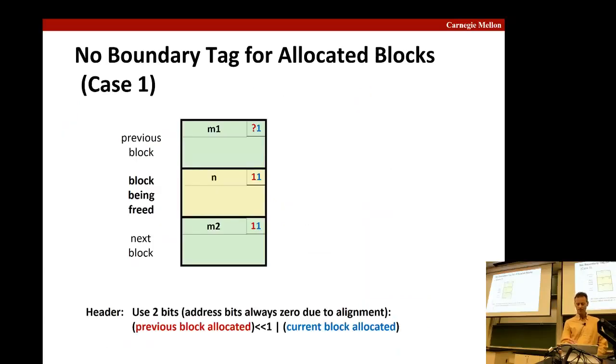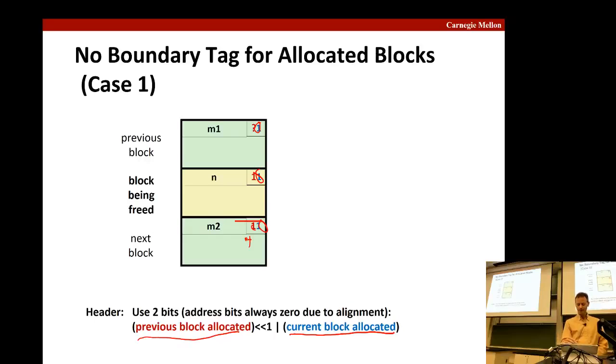So we have those 4 cases, remember. The first case is that we're trying to free something where the thing before it and the thing after it are both allocated. Initially, before we do any freeing, we see allocated, allocated, allocated. This is our cheat sheet: the current block allocated is the last bit, and the previous block allocated is the bit before that. We use those 2 bits because the address bits are always 0 due to alignment. So if we want the actual addresses and sizes of things, then we just zero those out.